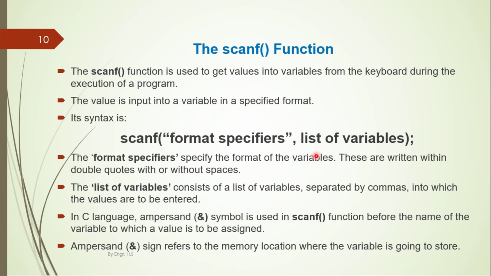In order to write the list of variables in C language, the AND symbol, you can say the ampersand symbol, is used in the scanf function before the name of the variables to which a value is to be assigned. The ampersand sign refers to the memory location where the variable is going to be stored.